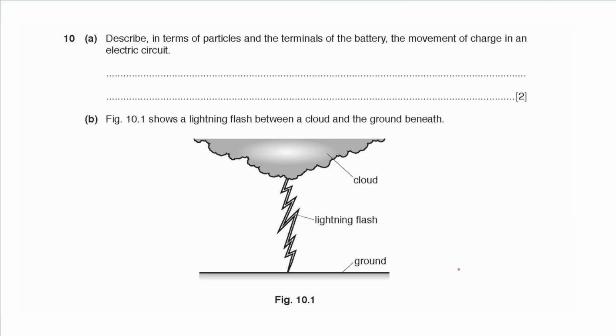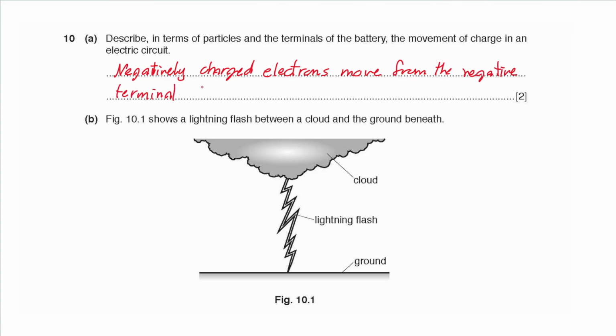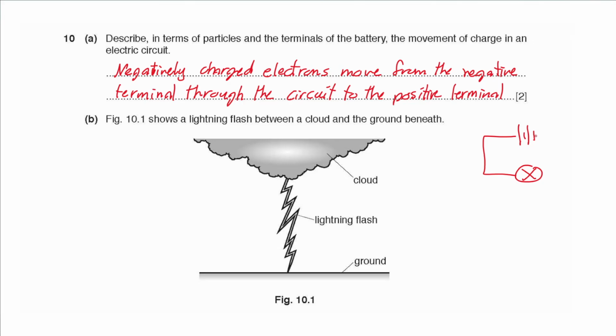Question 10a says describe, in terms of particles and the terminals of the battery, the movement of charge in an electric circuit. First we say negatively charged electrons. These are the particles that move from the negative terminal, because they are repelled, through the circuit to the positive terminal of the battery. So if we have a battery like this and the circuit included a lamp, for example, the electrons will move this way through the circuit towards the positive terminal of the battery, and the current moves in the opposite direction. Current moves opposite to a negative charge.